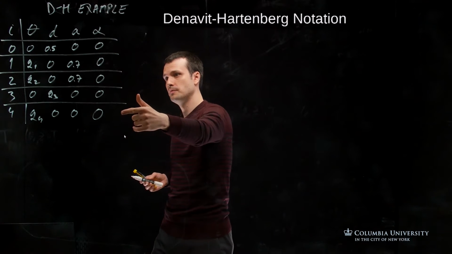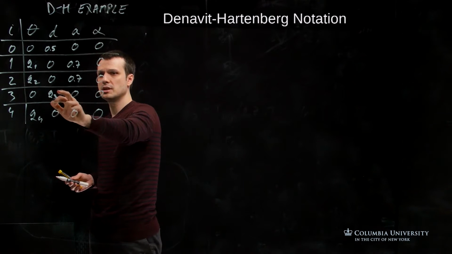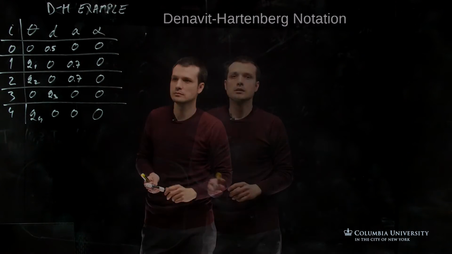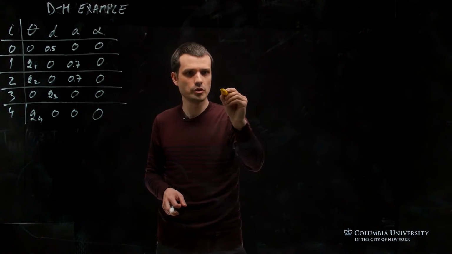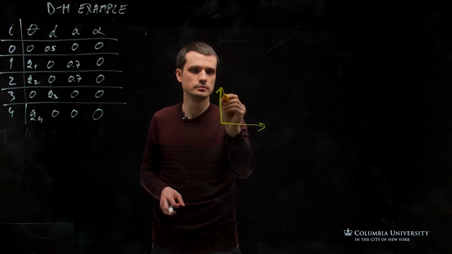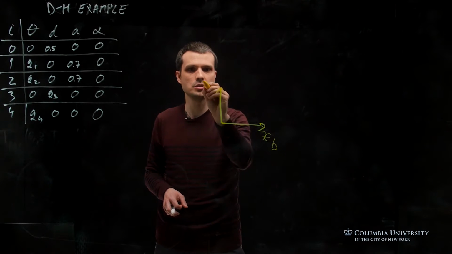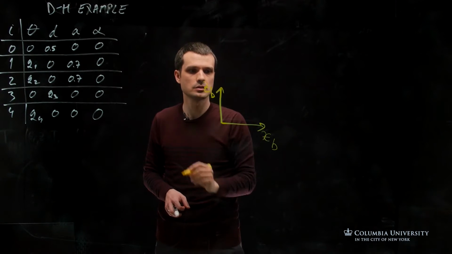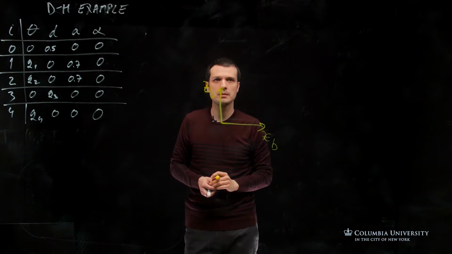There are 4 joints, 3 of them are revolute joints, and 1 of them is a prismatic joint. So let's sketch this robot. Let's see what it looks like in space. We're going to have a base coordinate frame, X_B, Z_B. So this is the base coordinate frame. I'm not going to draw the x-axis just for clarity.